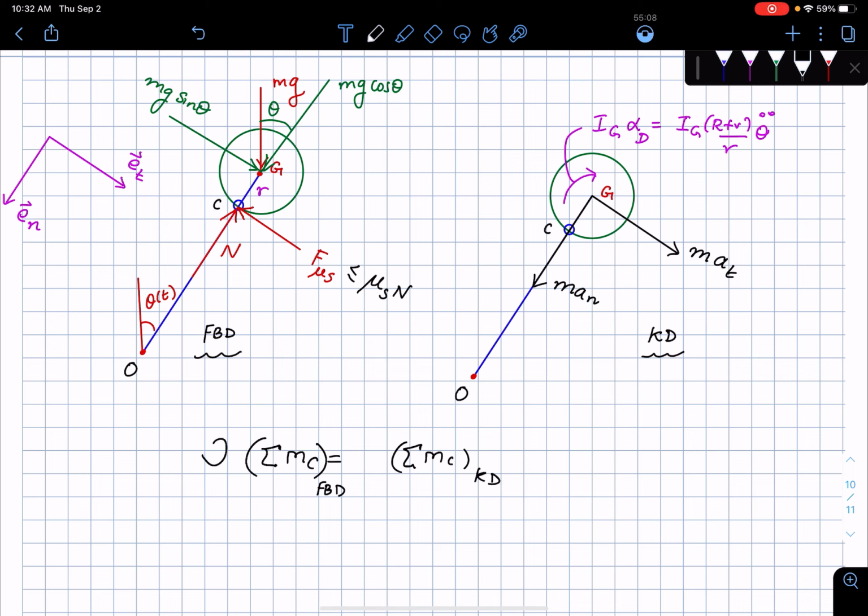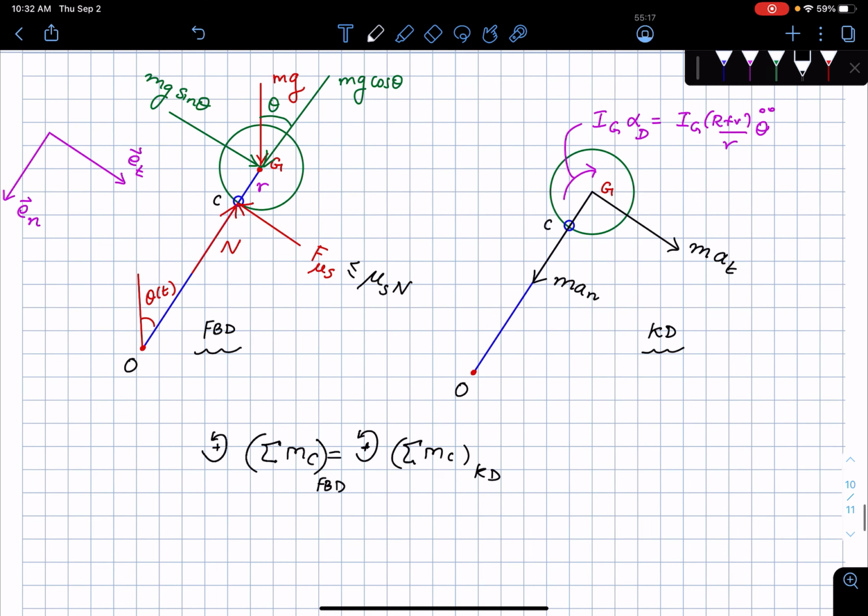I'm going to assume that counterclockwise rotations are treated as positive. It does not matter what you choose as positive or negative as long as you're consistent. If I sum moments about the point C, you'll see that I'm going to have minus mg times sine theta times the distance of r. That's the only moment due to the forces on the free body diagram.